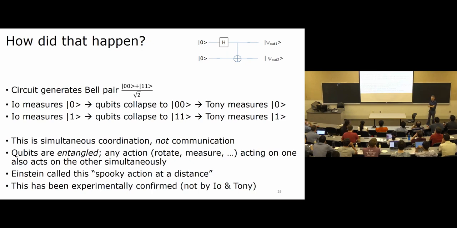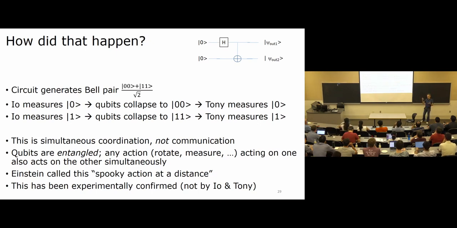So this is not simultaneous communication. The communication to Earth takes minutes. What's happening is simultaneous coordination. So that's what the entanglement means. Any action that I perform, the action could be a rotation, applying a unitary transform, any measurement that I perform, any action which is applied to Io will apply to Tony. Any action that Tony performs, as long as they're entangled, also applies to Io.